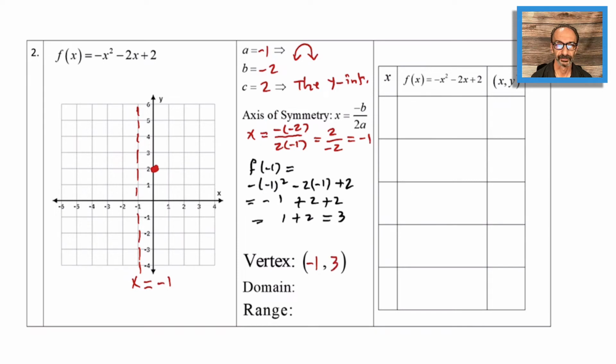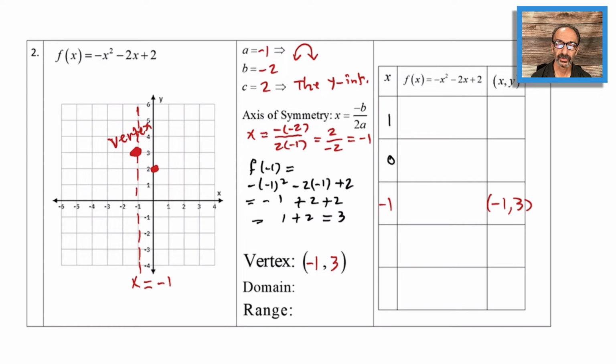So let's mark it. Right there. That's negative 1, 3. So the graph is going to turn around and go down at that location. That's called V, or the vertex. So let's mark it in the middle of the table to go right and left of it. So that's my vertex at negative 1, comma 3.